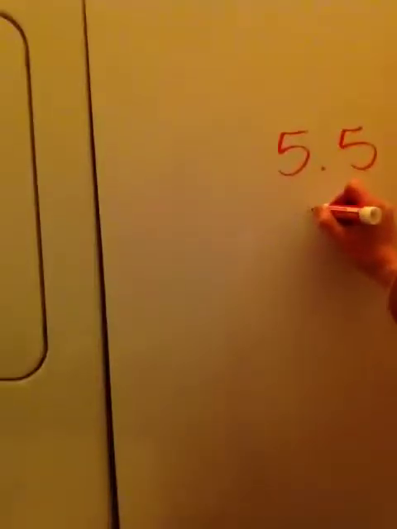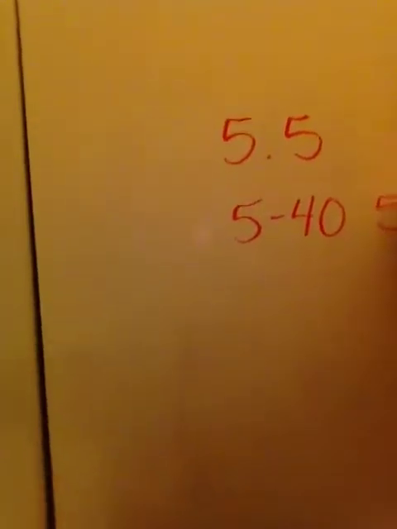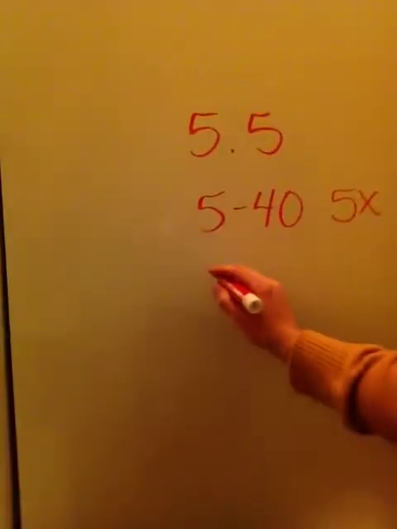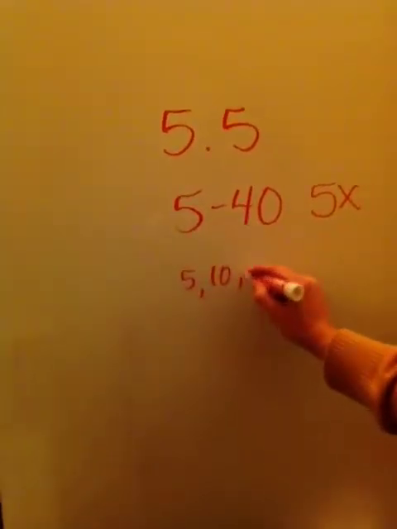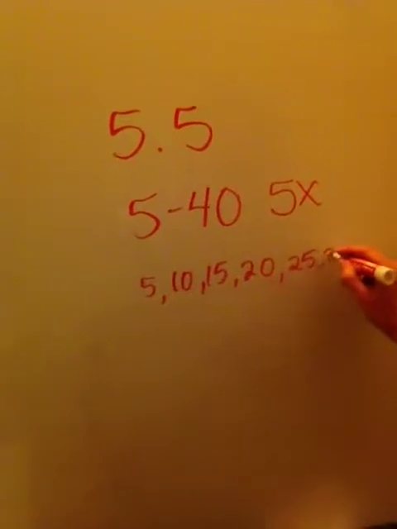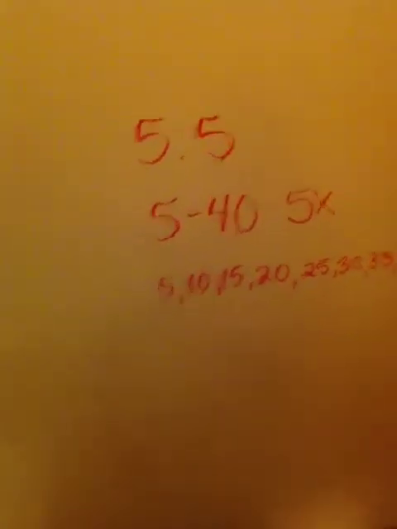So you're going to be doing 5 through 40. Multiples of 5. Okay? So 5 through 40, multiples of 5, which means, again, 5, 10, 15, 20, 25, 30, 35, and 40. And then you're done.